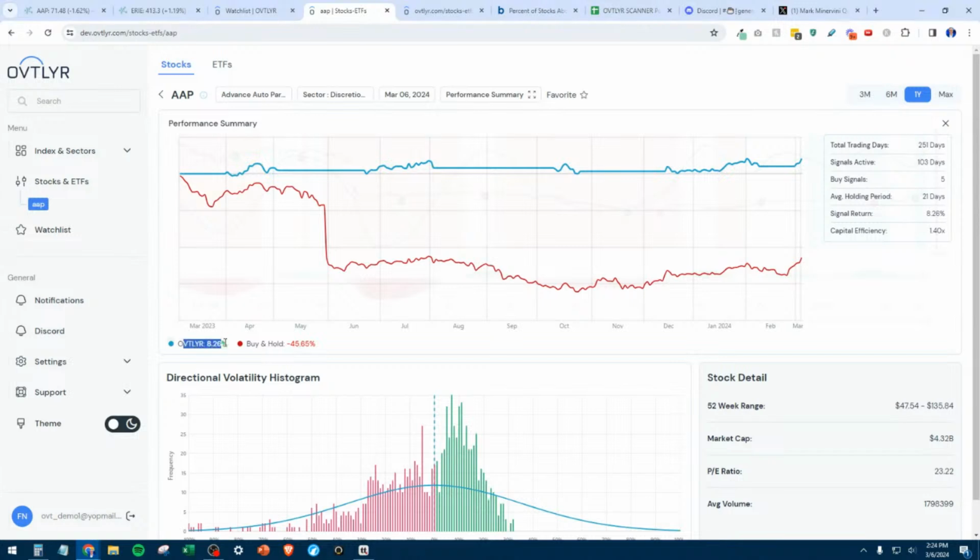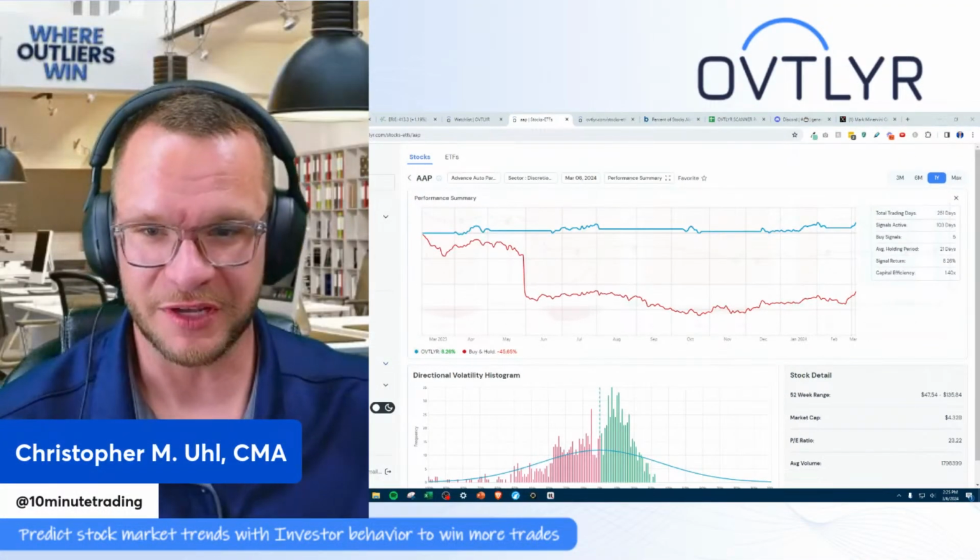We zoom out to the 1 year, 8.26, right? But the buy and hold is 45% down. Dude, talk about huge overperformance here, right? The signal return didn't do all that much, but if you consider the stock was down 45% in this period, and if you were buying these signals here, which I know you couldn't have, but if you were, you'd still be up 8.26. That's a 53 percentage point swing. And a lot of the time you were just in cash. Isn't that so cool? So yeah, I am so stoked about this.